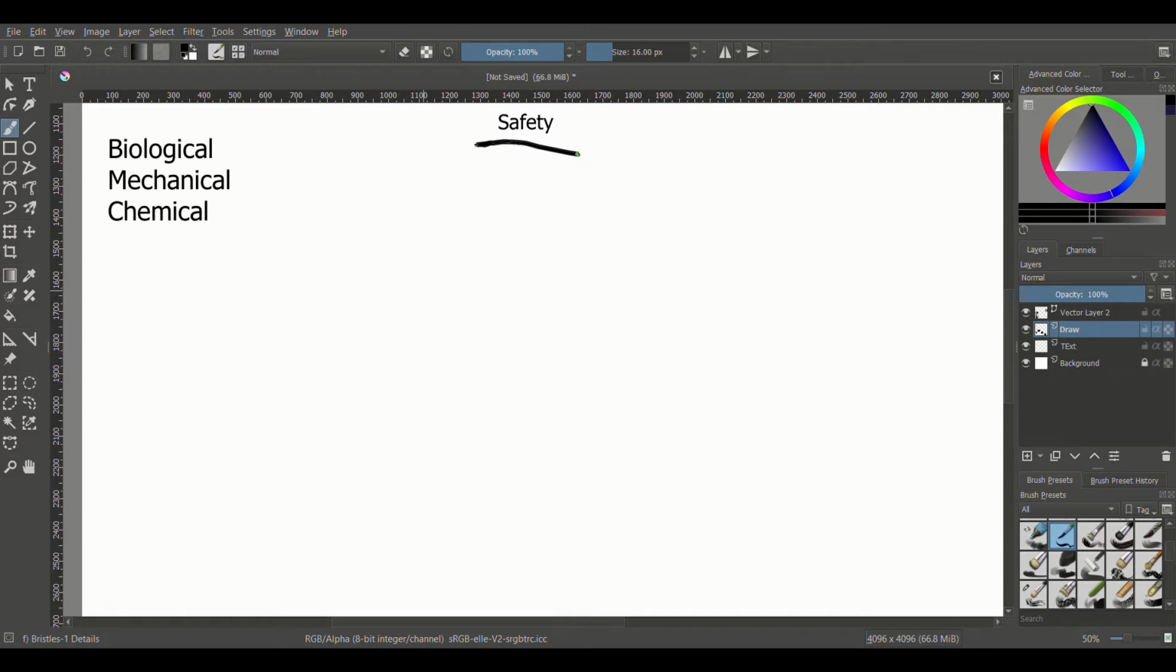And so today, as we cover safety, we are going to be covering three major areas. Those are going to be biological, mechanical, and chemical areas of safety. And those are typically the three kinds of risk that you're going to encounter in a histology lab.